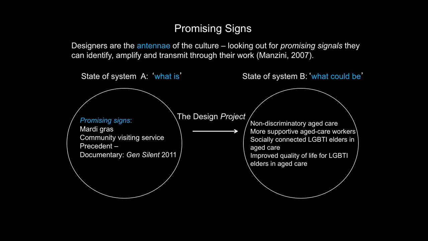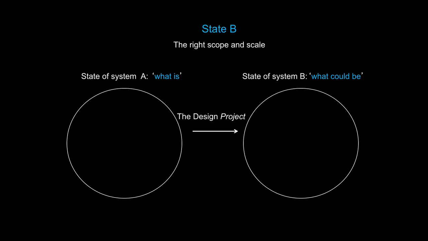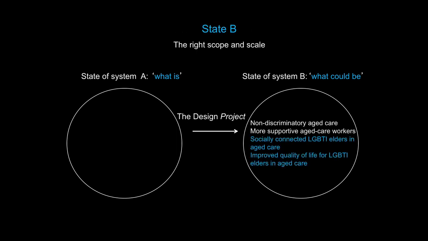We need to be looking for State Bs that are easier for you to support and to start a conversation. So a more manageable State B for Jennifer's project was really focusing on socially connected LGBTI elders in aged care. And what she discovered through her literature search was that this tended to also improve quality of life. So social connectedness had this additional benefit in terms of improved quality of life.